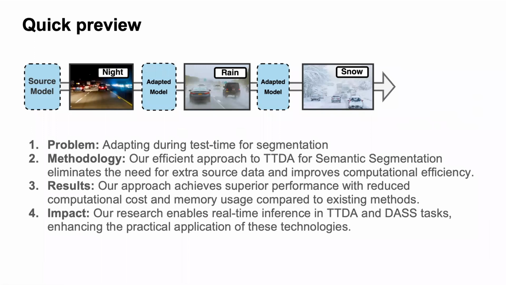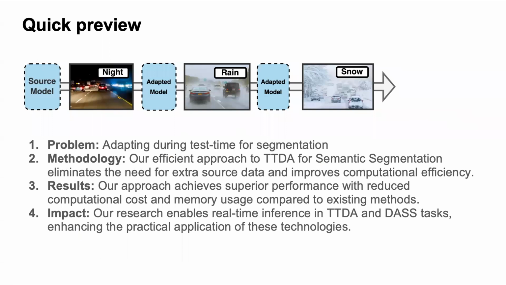So we can imagine that we have a source model before we deploy it, like a segmentation model for autonomous driving. Usually we would gather a lot of data, but when we deploy it, the distribution of the target could be very different from the source. For example, we would deploy it at night time, when there is rain, and also when there is snow. If we just use the source model, it will cause problems because there is a distribution shift.